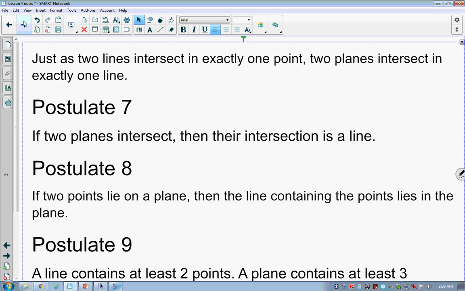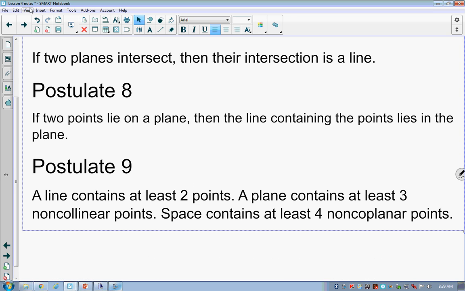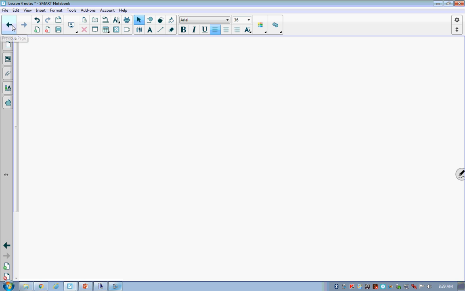Let's see, postulate number 9. A line contains at least 2 points. We know that. A plane contains at least 3 non-collinear points. We know that. Space contains at least 4 non-coplanar points. Okay? So 4 points that are not on the same plane is what it takes to define space. Otherwise, what we would say is that 3 non-coplanar planes are needed to define space, but that's going to take at least 4 points, non-coplanar points. All right, and that's it.